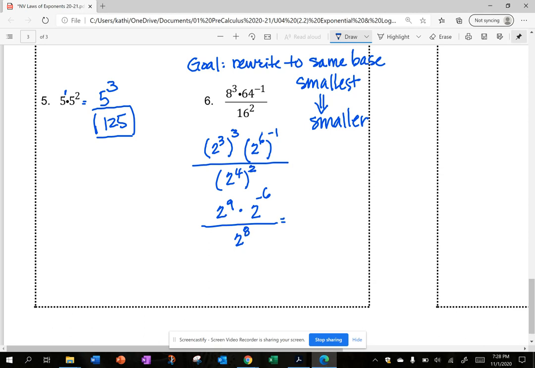All right, so next, when I am multiplying with the same base, I add my exponents. So 9 plus -6 is 3. So 2 cubed divided by 2 to the 8th. And I always want to put my exponent in the positive position, so I'm going to put it in the denominator. So 8 minus 3 is 2 to the 5th. And 2 to the 5th is 1 over 32.